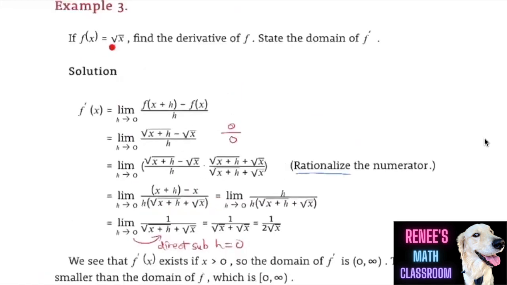Okay. Now, what's the domain for this new function? The domain for this new function is all real numbers strictly greater than 0 because the denominator cannot be equal to 0, and the x here is inside the square root. So the domain for this new function is all positive numbers, which is slightly smaller than the domain of the original function f. For the original function f, the domain is all non-negative numbers. So you see the domain for f prime is sometimes smaller than the domain for f.